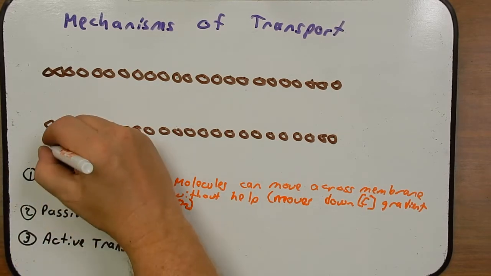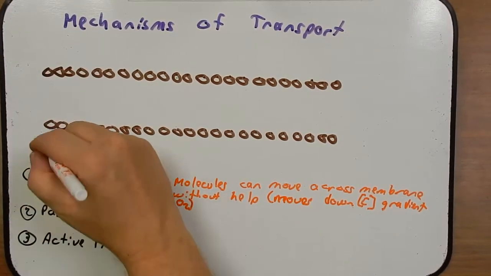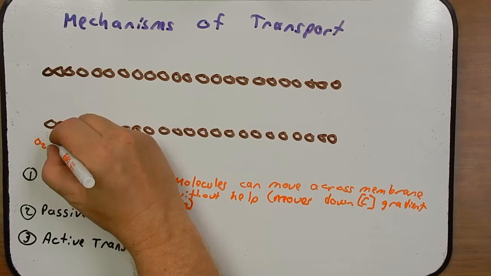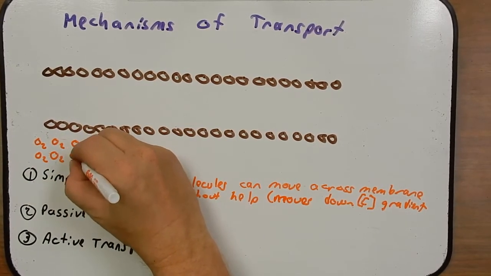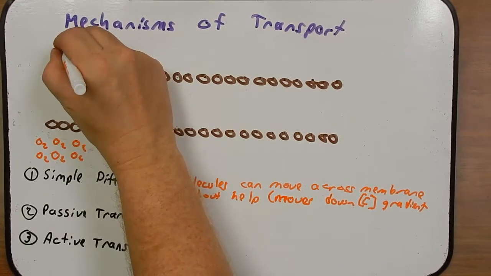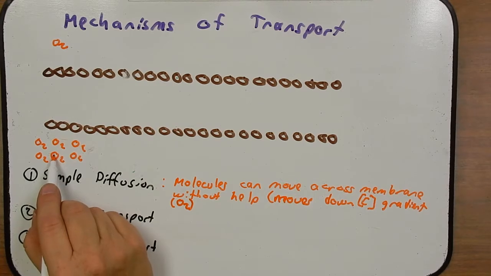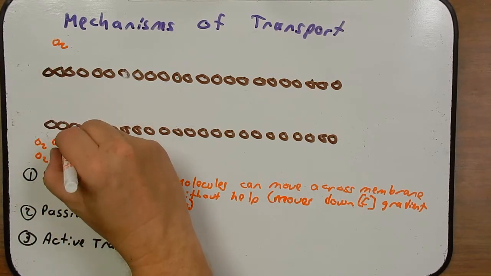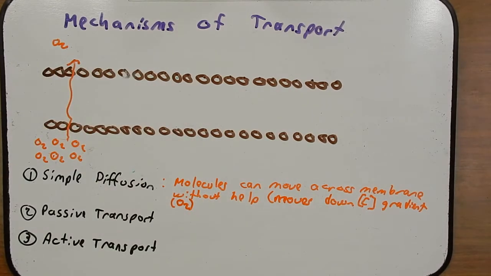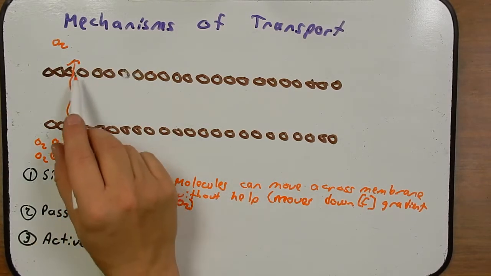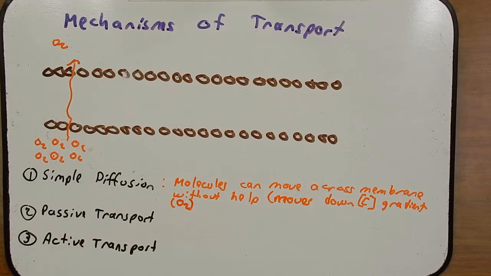So you may have one oxygen molecule here. So over here you may have several oxygen molecules, a high concentration of oxygen, and a relatively low concentration on this side of the membrane. So it's going to go from a high concentration to a low concentration. So it's going to diffuse across the membrane. Remember, polar molecules can't do this because of this hydrophobic area of the membrane.